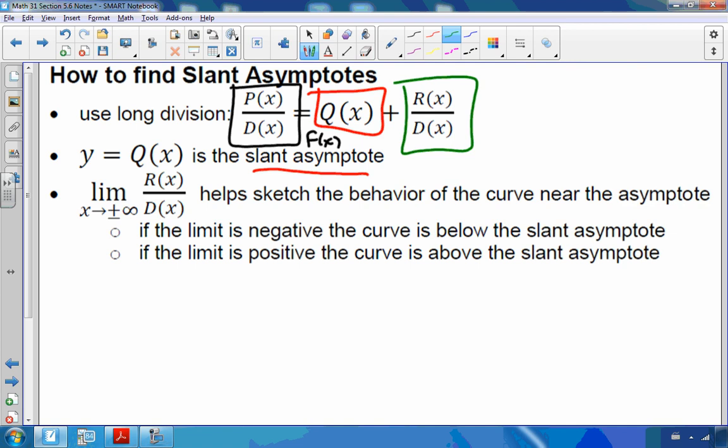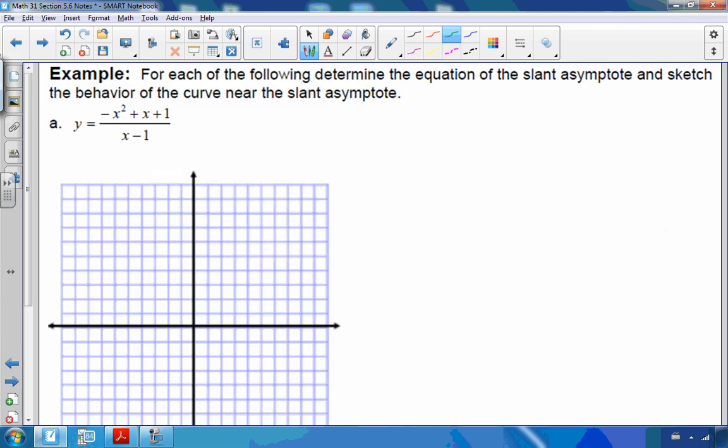So if we look at the limit as x approaches positive and negative infinity of the remainder, if that limit is negative, then the curve is below the slant asymptote. If that limit is positive, then the curve is above. So let's try this first example here.